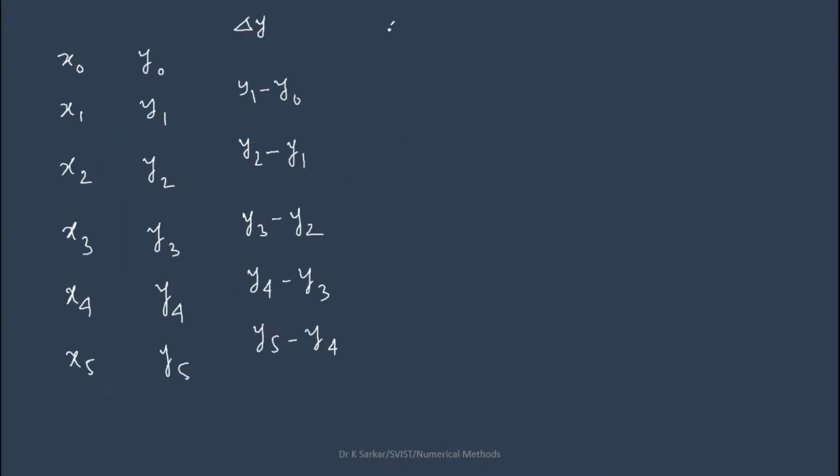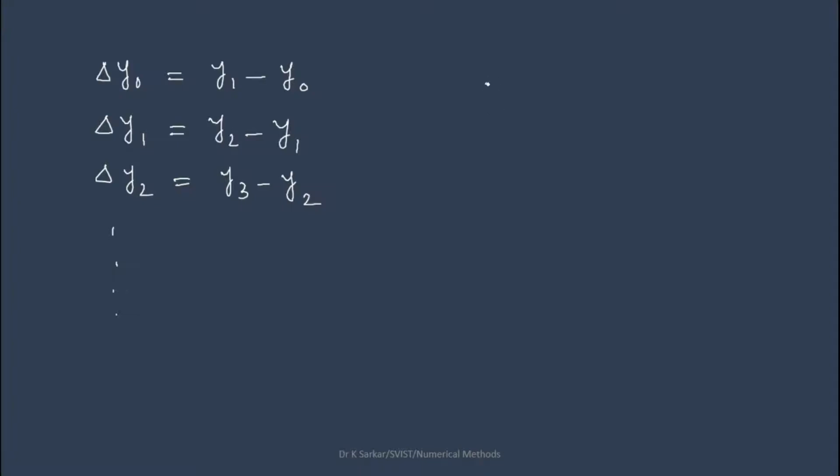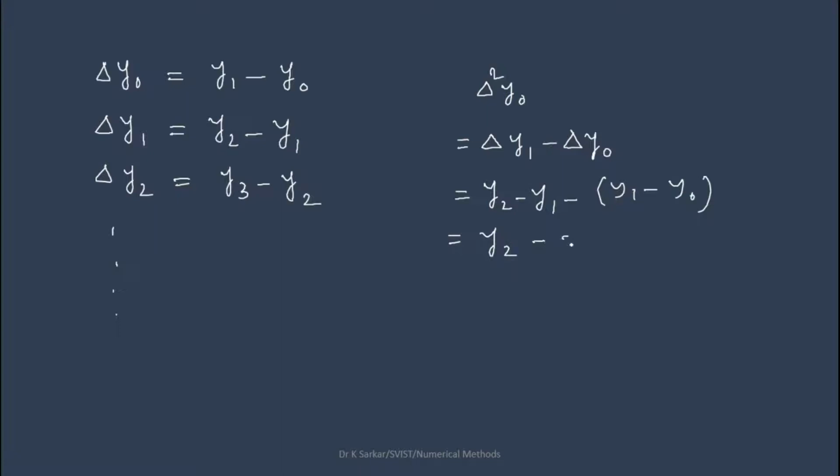Now the second order difference, del 2y. Del 2y0 is del y1 minus del y0. So this is (y2 minus y1) minus (y1 minus y0). So y2 minus 2y1 plus y0. Similarly, you can find del 2y1 and so on.